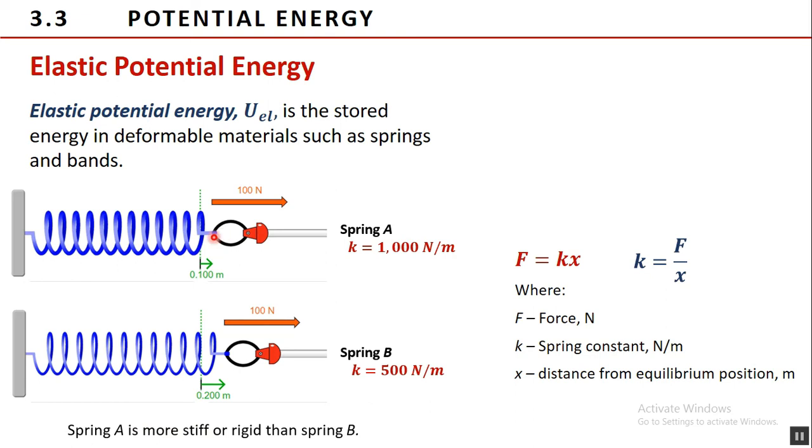Therefore, we can say also that the greater the value of spring constant K, the harder the spring is to be stretched or compressed. Also, we see the effect of the diameter of the spring to the value of the spring constant. Large diameter springs have also large values of spring constant, hence more rigid than those springs with small diameters.